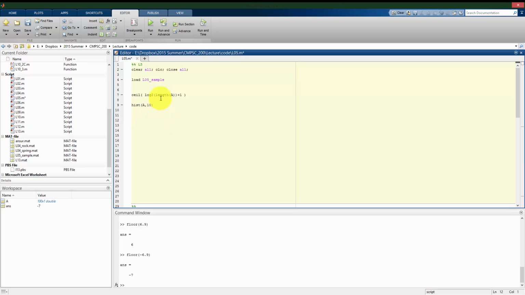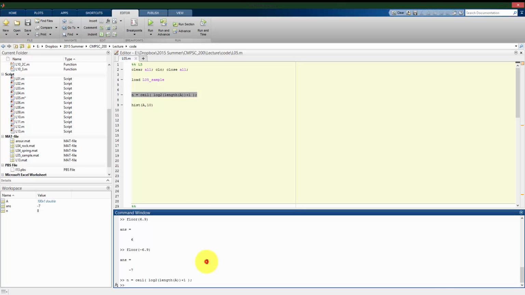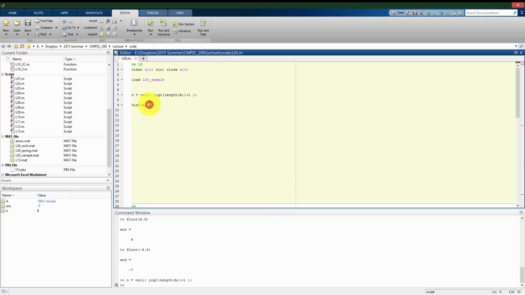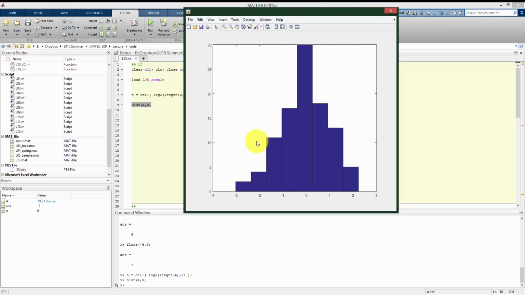Alright, so that's enough on ceiling and floor, but that's what Sturgis's rule says. It suggests using that many bins, which I will call n. And again, for 100 data points, it recommends using only 8 bins, not the default 10. So now if I do the histogram with 8 bins, and I plot it, now it says that that is kind of the best picture to be looking at, according to Sturgis's rule.